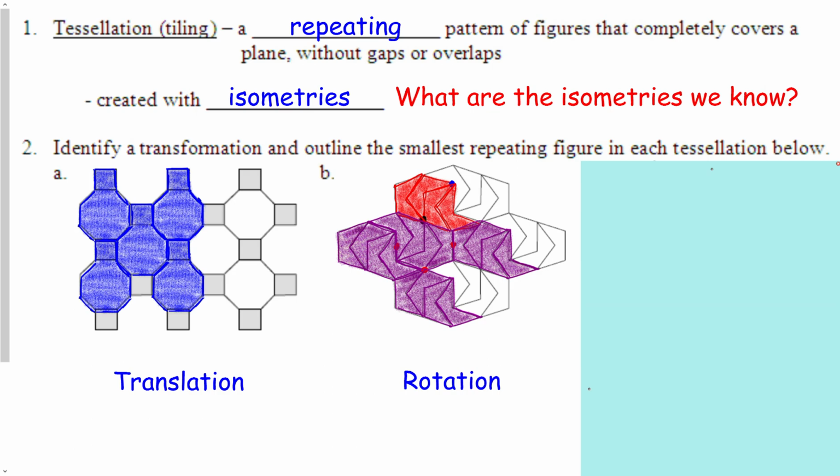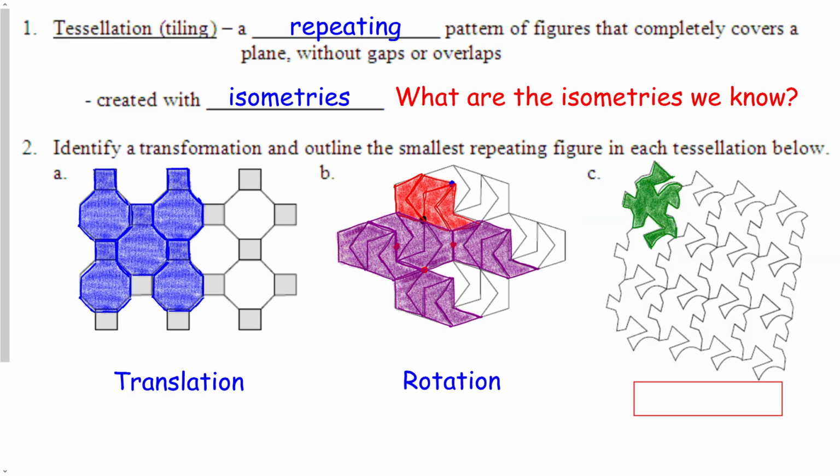Now C, again, take a second, either outline or shade in the repeating figure. So hopefully this is what you outlined or shaded in. Now this one, pretty straightforward in terms of tessellations. You can't rotate, because then your objects won't match up.